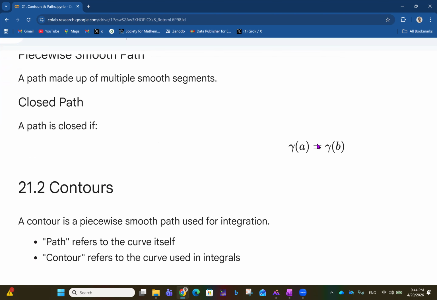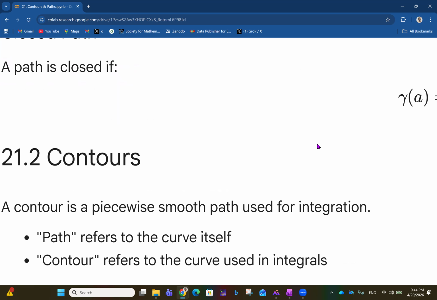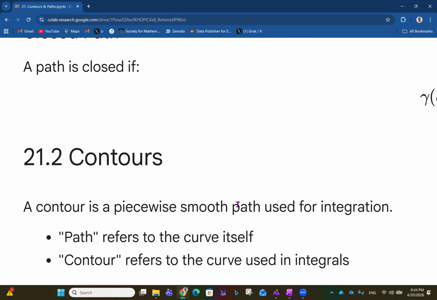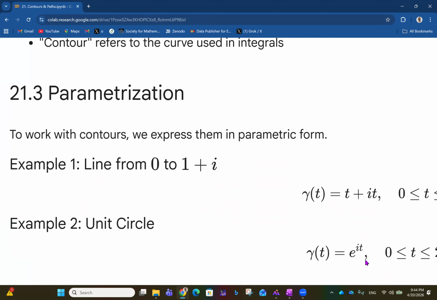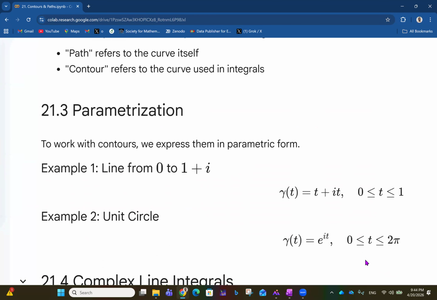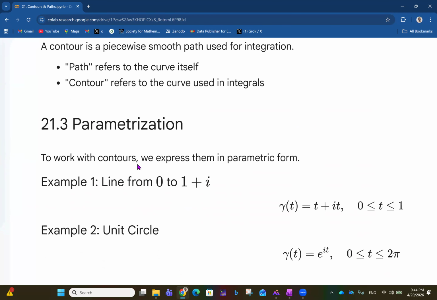Then we go ahead to talk about contours. A contour is a piecewise smooth path used for integration. So a path refers to the curve itself, and a contour refers to the curve used in integrals. Okay, so the path is the curve, and the contour is the curve that we use for integration. And then we go ahead to parameterization, which is very useful in this sense. To work with contours, we express them in parametric form.